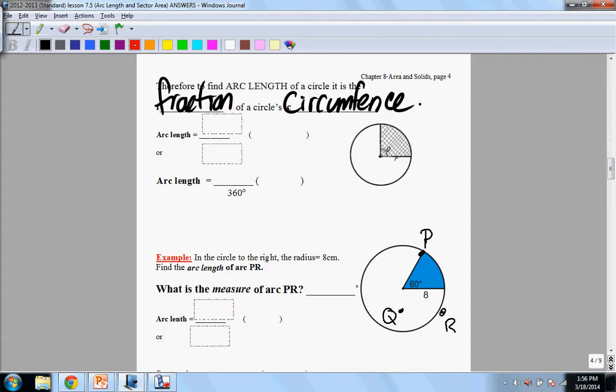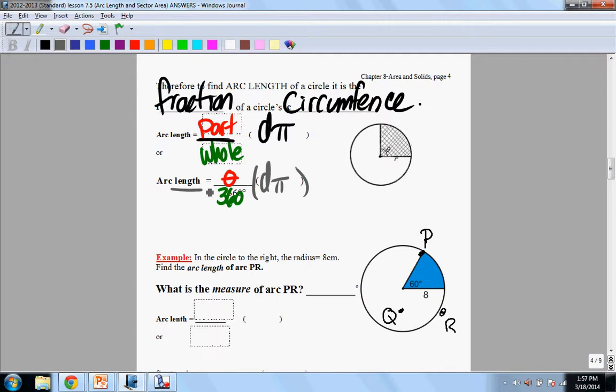So it's almost the same thing. In fact, it starts the same way. Part over whole. That's our fraction again. Over d pi. There's a whopping 2 here. You guys, it's just taken us a long time to get there. Of the whole chapter? Absolutely. That's why we have songs galore. So it looks like this: the central angle over 360 times d pi. We're going to do one problem together. And that's for the length of the arc.